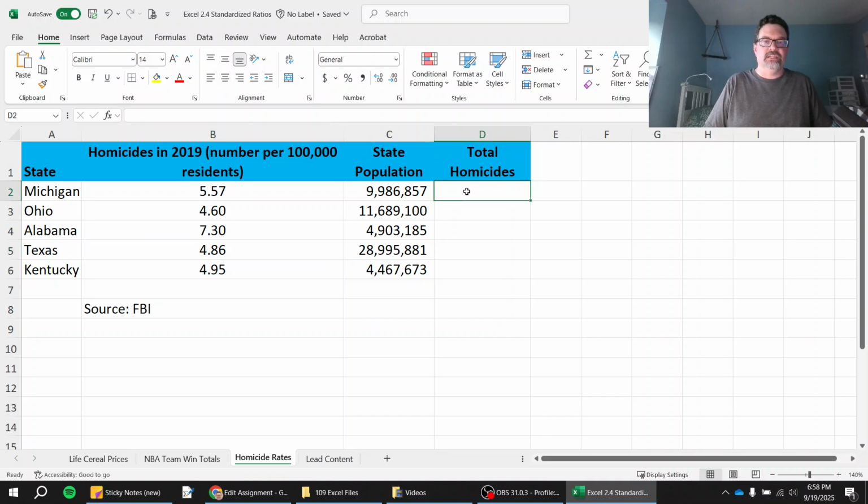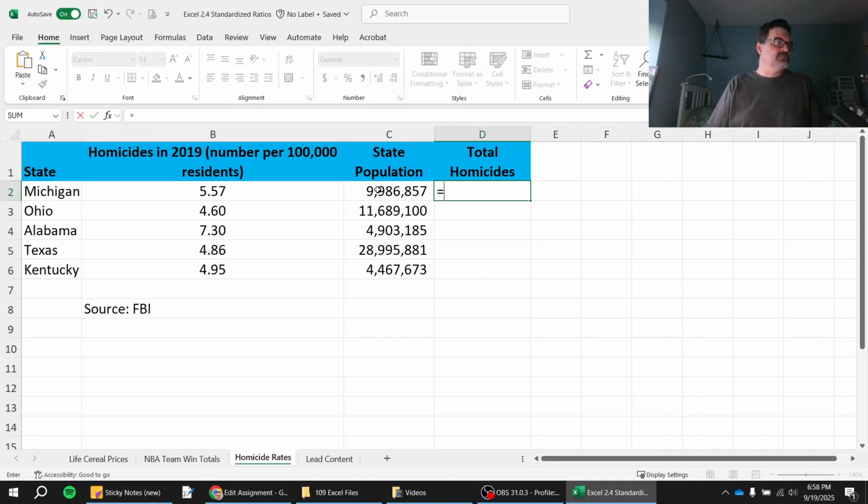So here's how we do this calculation. Remember, this is how many homicides per 100,000 people. First we're going to have Excel, right here, take the state population, which is almost 10 million for Michigan, and figure out how many groups of 100,000 you get. So we're going to say divided by 100,000. There we go. If we just had Excel do that computation, that would tell us how many groups of 100,000 there are in Michigan. But then we're going to multiply by how many homicides there are for each group.